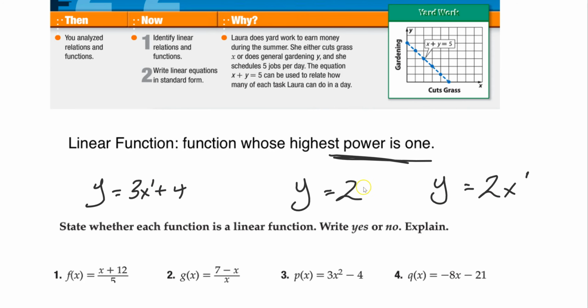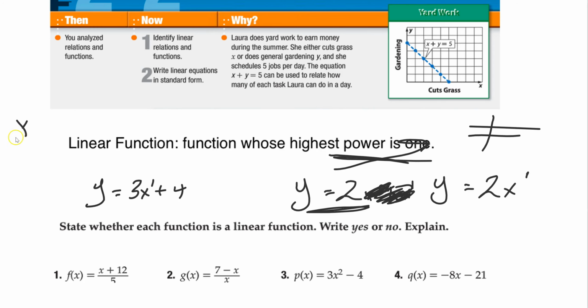Now this one doesn't have a power. It's x to the 0, but we say it's plus 0 x to the 1 power. So it's a linear function. Why? Because when you graph it, it's a line that passes the vertical line test. That's why it's a linear function. So if it's just y equals a number, it's still linear.